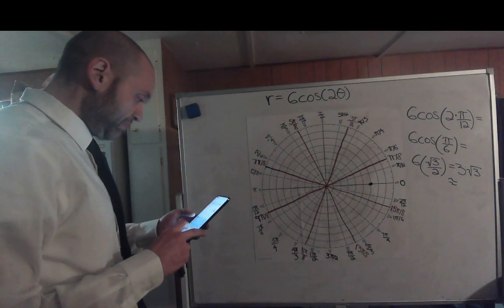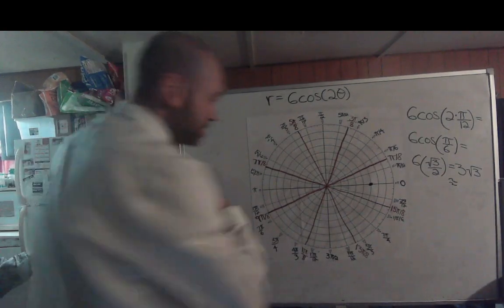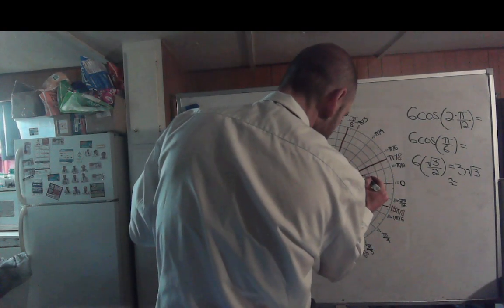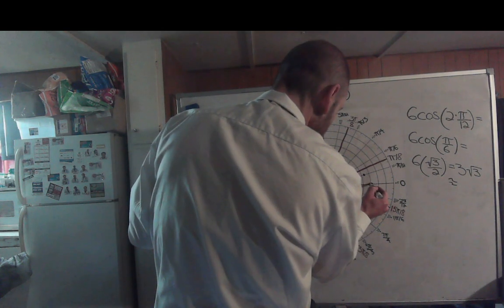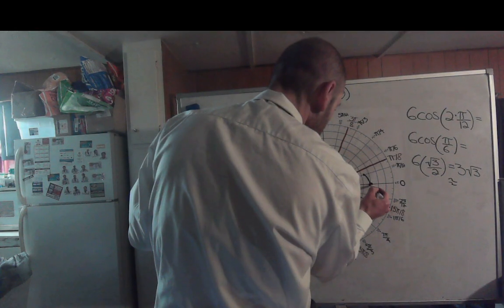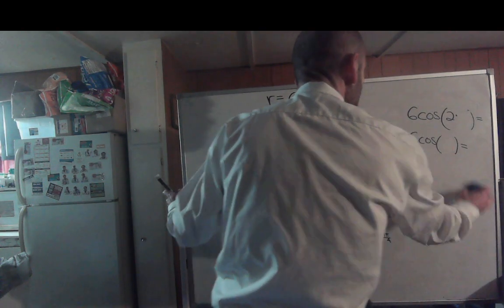So 3 times the square root of 3, that's about 5.2. So that's going to put you about right there. Let's go ahead and start making the connection. Then we're going to go to pi over 8. If you'll bear with me, I think you're going to like the shape we get. It's going to be really cool.